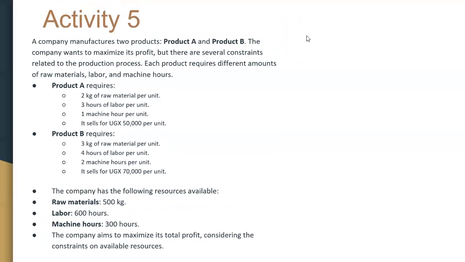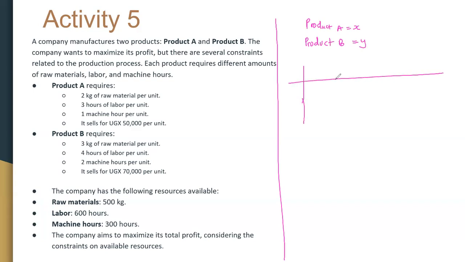Okay, now we are going to start, members. Like you have told me in the chat, our product A is going to be our X and our product B is going to be our Y. Now, always summarize. It is a good practice to summarize. So here is going to be my A. I'm going to have my B.